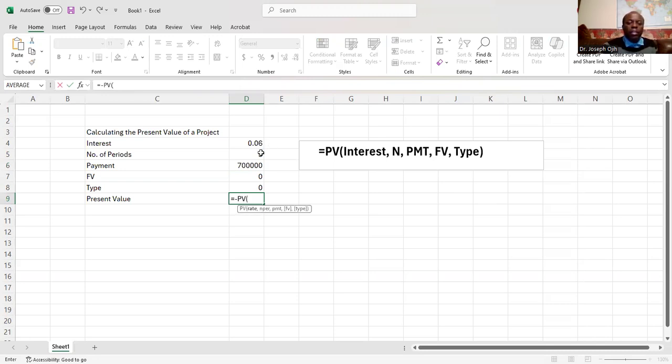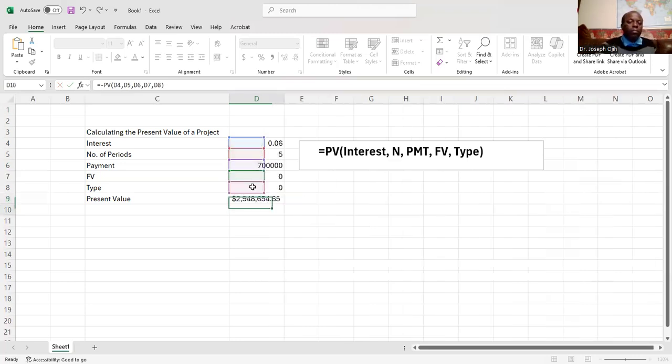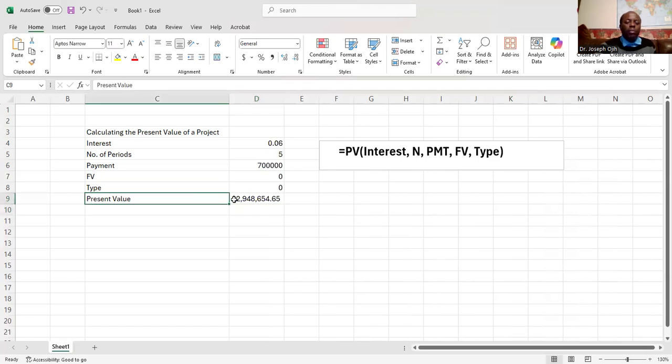Interest, click on it, put comma, then the number of periods, 5 years, comma, payment, comma, click on it, then future value, comma, and then type. Click on it, close the parenthesis, then press the enter key. And that gives us the present value of the project as $2,948,645. So you can see that the calculation is very easy.